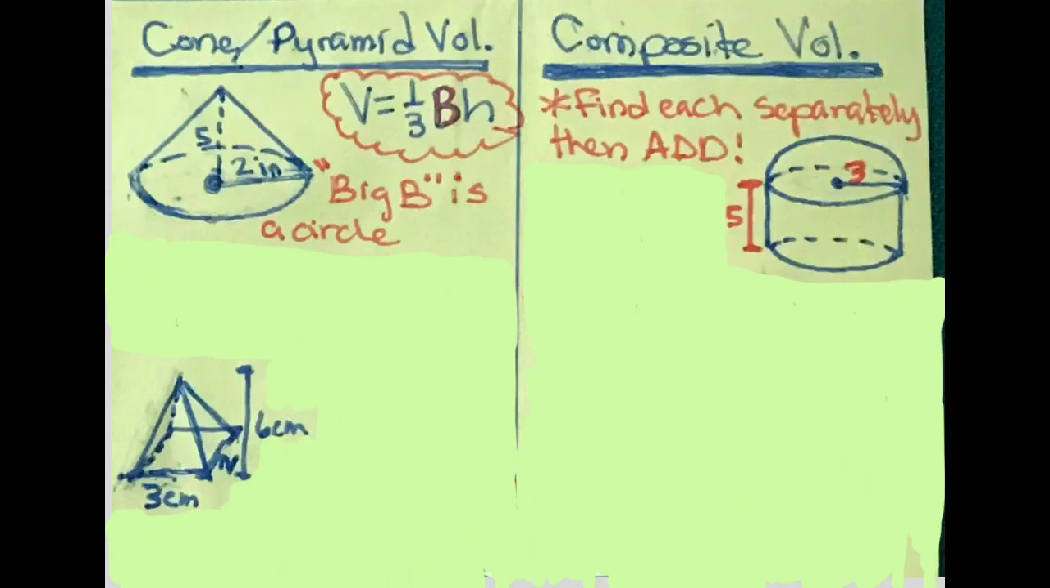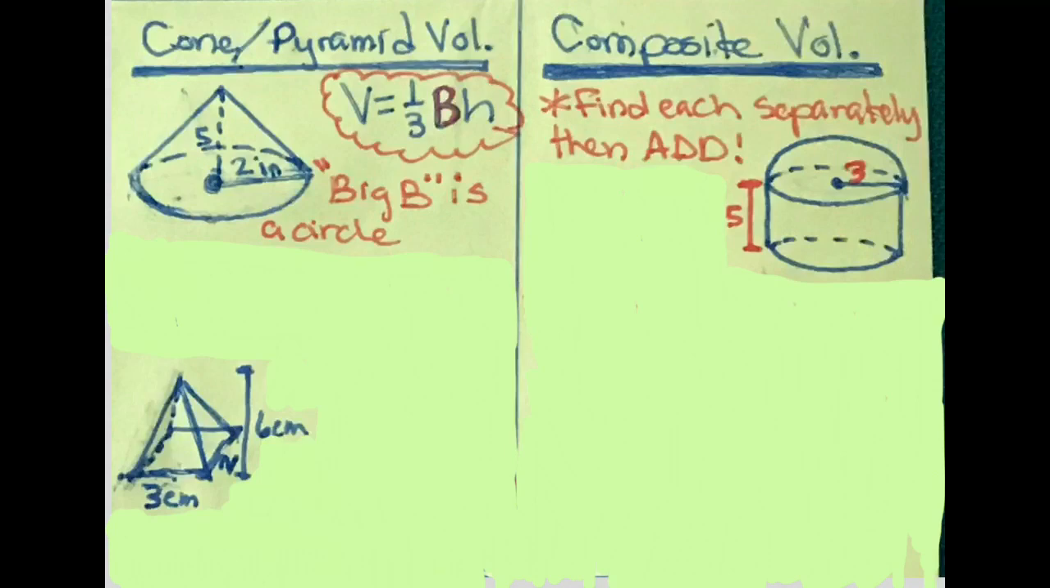All right, so let's go ahead and do the cone. Notice that since you're doing a cone, and remember for anything that comes to a point, like the cone or the pyramid, you have to do 1/3 times the big B times the H. So you're going to do 1/3 times big B times H. This is on your formula sheet for a cone or a pyramid. So let's go ahead and knock it out.